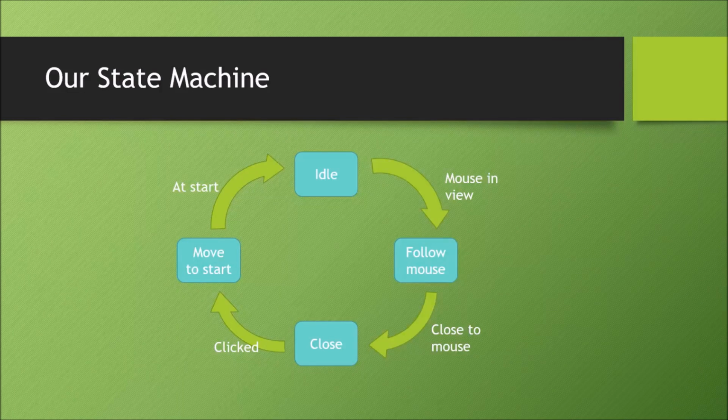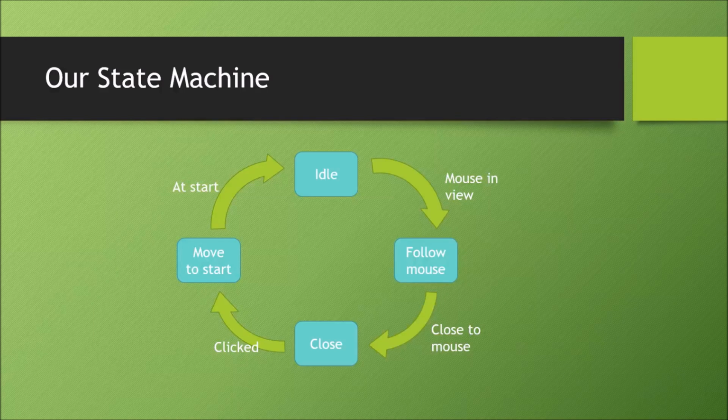Now for this tutorial, we're going to follow this very simple state machine with four different states: an idle, follow mouse, being close to the mouse, and moving back to the start, where essentially the object will follow the mouse once it's close enough. Once it gets very close to the mouse, it'll go into the closed state where it won't do anything. And if it gets clicked whilst in this closed state, it'll move back to the start, at which point, once it gets there, it goes back to the idle state.